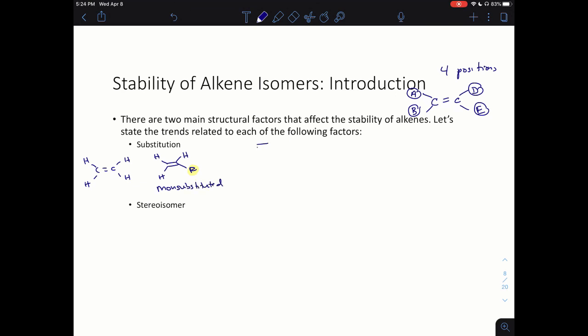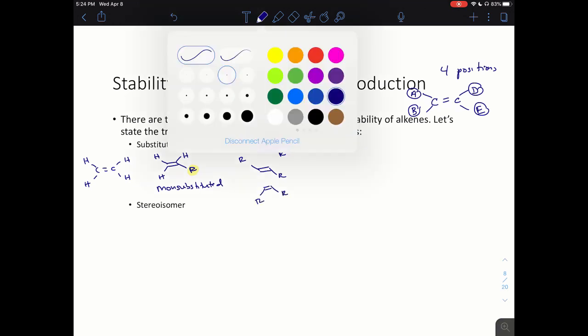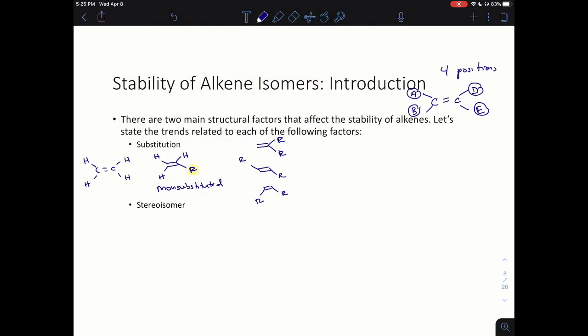You can imagine having substitution in two of those positions. It could look like that. It could look like this. It could look like this. Okay, so having substitution at two of these positions, this would be called disubstituted. You could have trisubstituted, or three of A, B, D, and E are alkyl groups. And then finally, you can have tetrasubstituted.